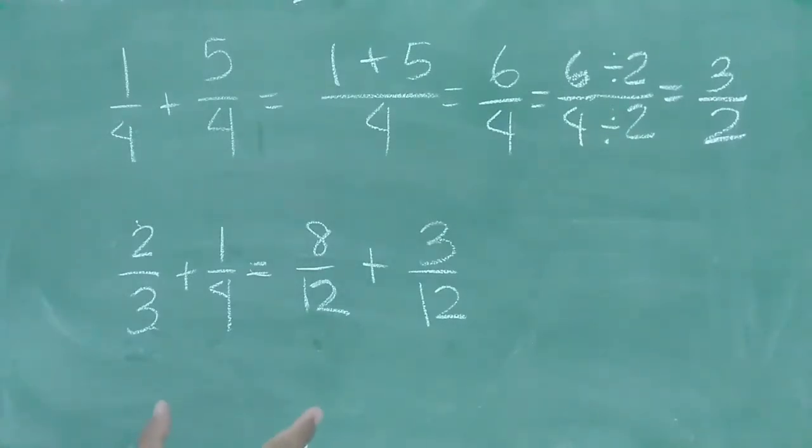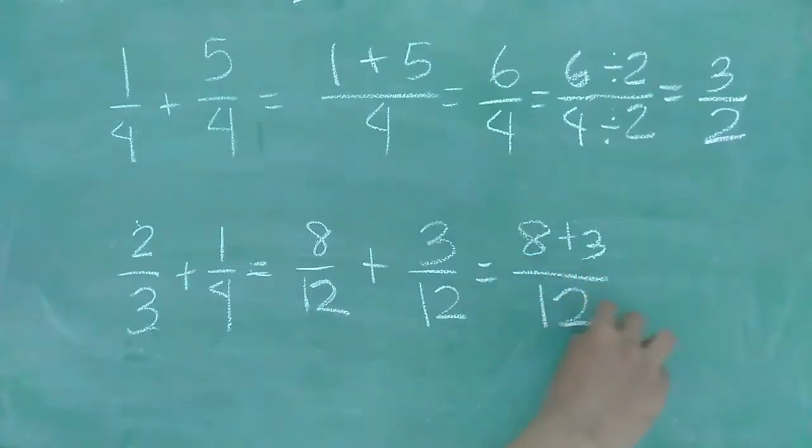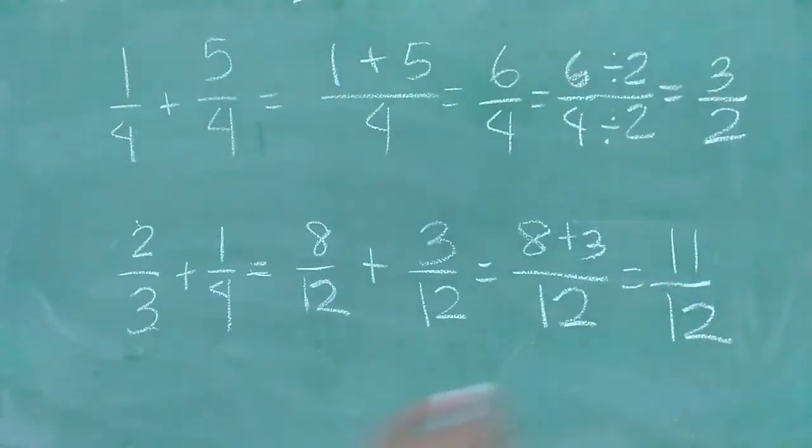Can we add it? Yes, it's correct. We can already add it because they have the common denominator. So let's have 8 plus 3 over 12. Then 8 plus 3 is 11 over 12. Now, that is our final answer.